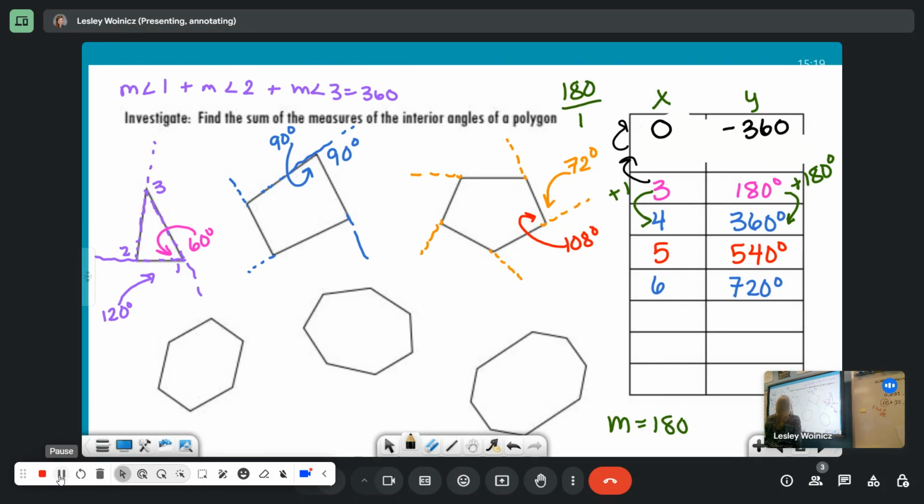Okay. But when the y is 0, the x is 2. And when the x is 2, the y is 0. Yeah. When the y is 0 degrees, the x is 2. Oh, yeah, okay. I don't care about that one, I was just not computing. Okay, so the b is negative 360.